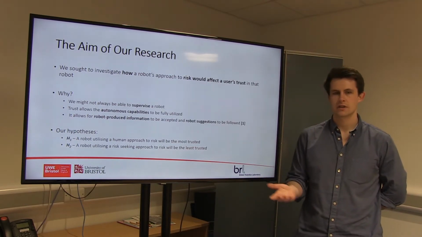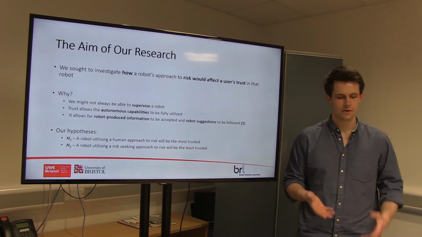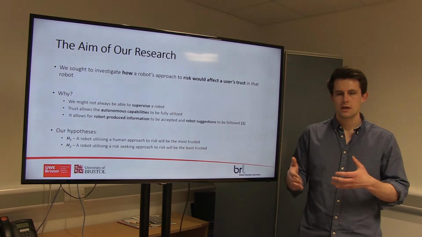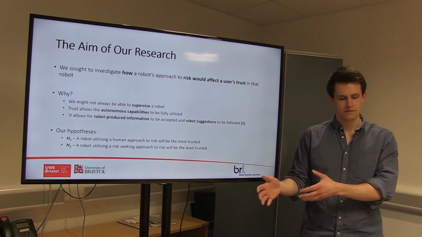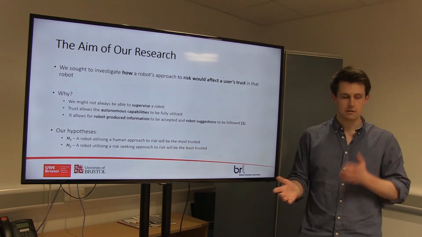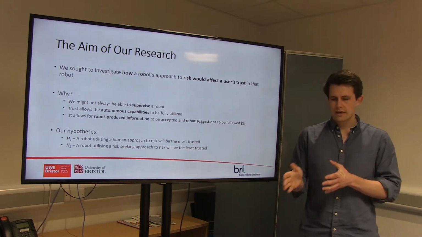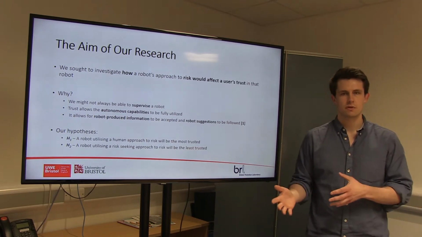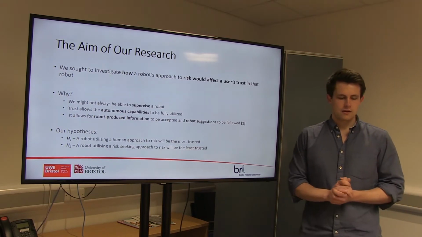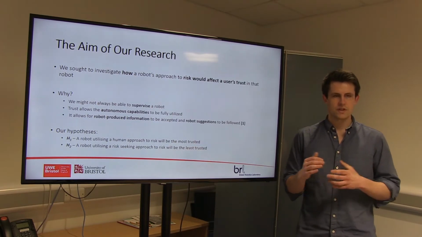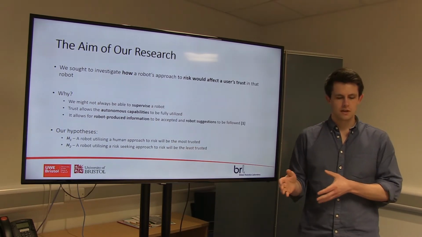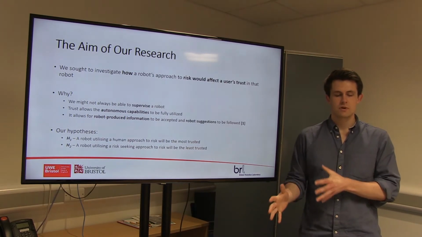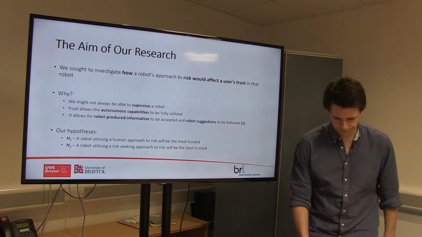For example, in an evacuation situation, a robot may have more information about the state of affairs than you do, and you want to ensure that a user will trust that robot and follow its instruction if its instruction is correct. So we were looking at a human approach to risk, a risk-seeking approach, a risk-averse approach, and a risk-neutral approach, which led to two hypotheses. Our first one was that a robot that's using a human approach to risk is likely to be more trusted, and that a robot utilizing a risk-seeking approach to risk is less trusted.